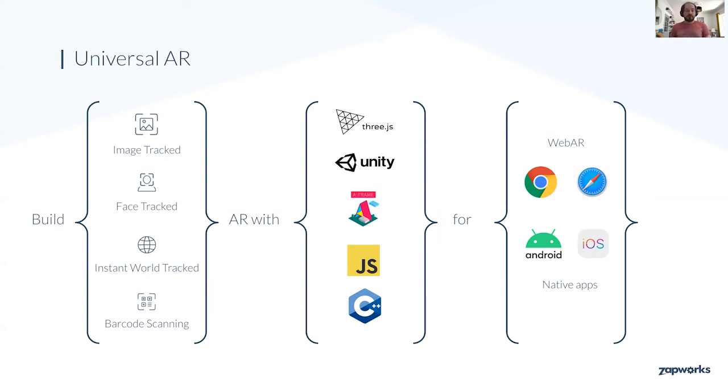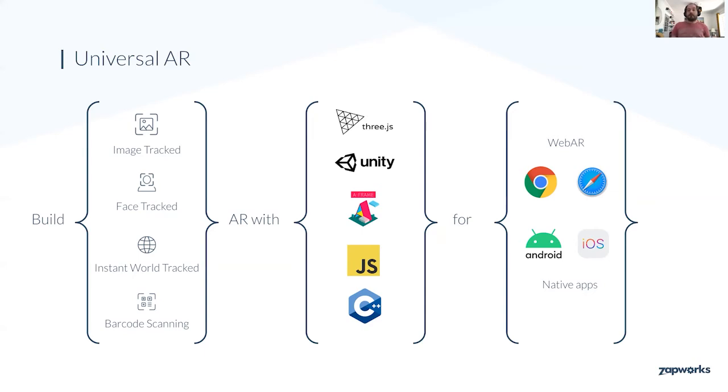But the interesting thing with Unity is we also support Unity's WebGL build output. What that means is you can use these tracking types, image tracking, face tracking, instant world tracking, but you can deploy your Unity built experience to Google Chrome and iOS Safari in the same way as you would with these other tools. And it's kind of the first time that that's been possible.